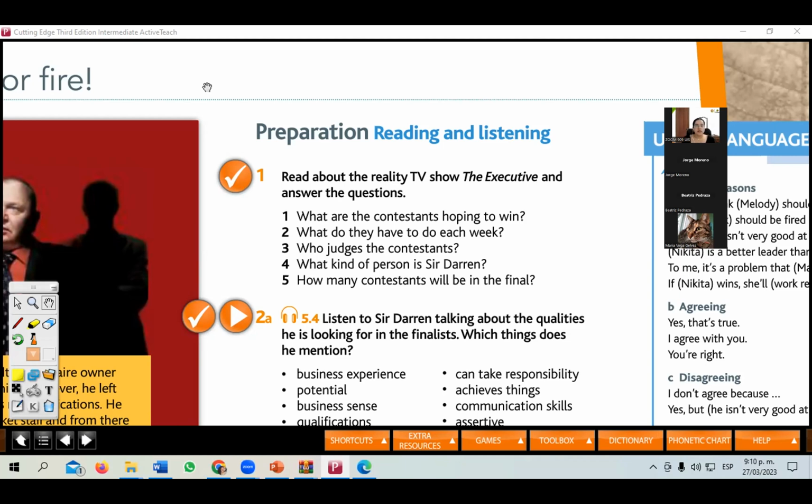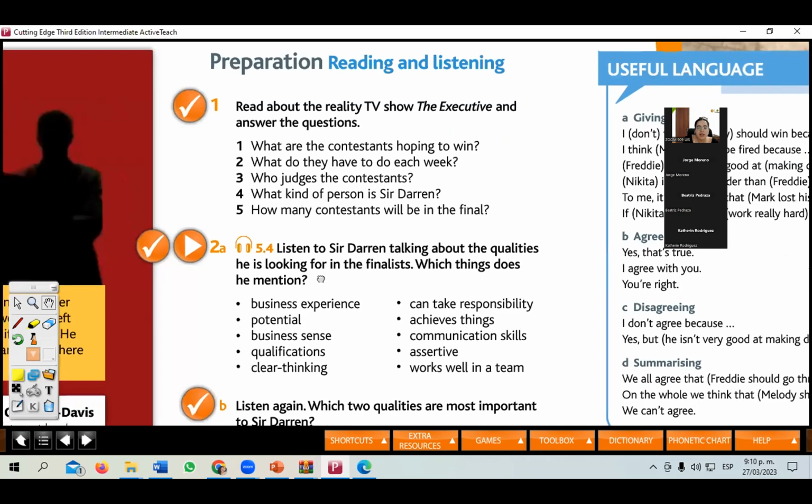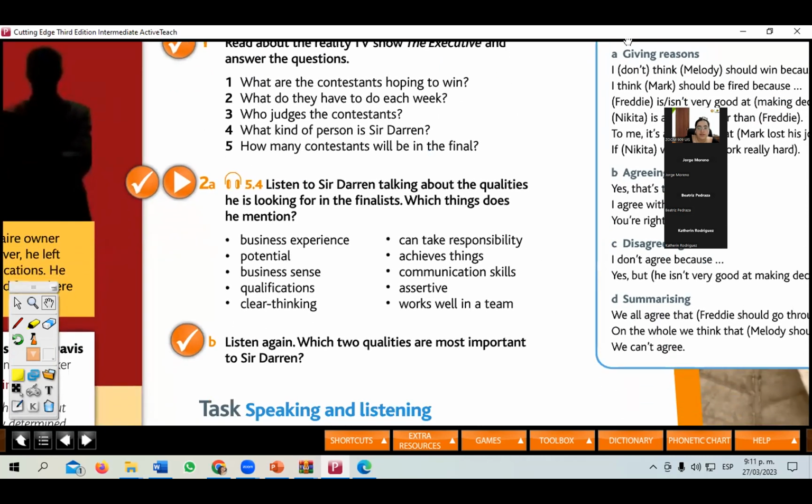Yes. And what kind of person is Sir Darren? We can say maybe he's a multimillionaire. A self-made man, un empresario de negocios que se hizo a sí mismo, right? He didn't have any money, so he's a self-made millionaire. And the last, how many contestants will be in the final? Only 3 in the final. They will have 3 contestants. 3? Yes.